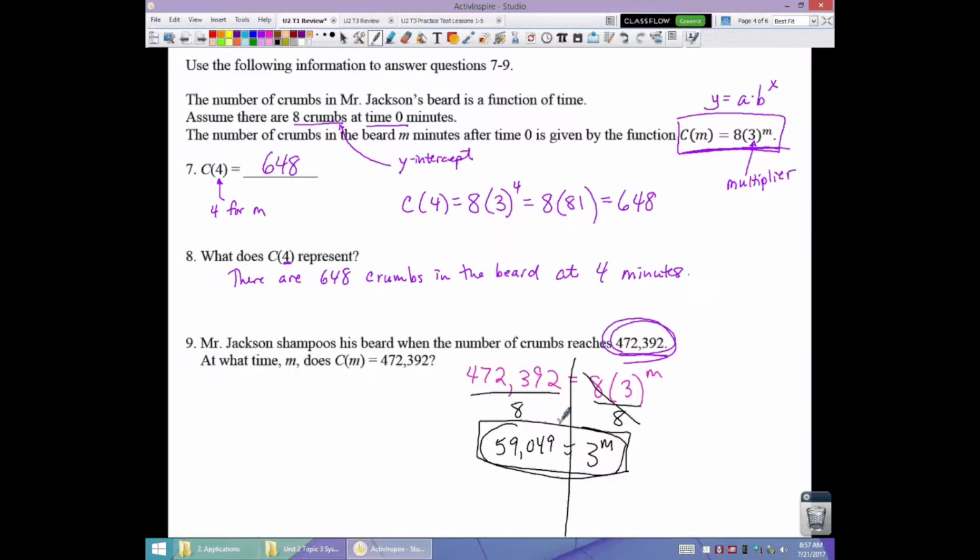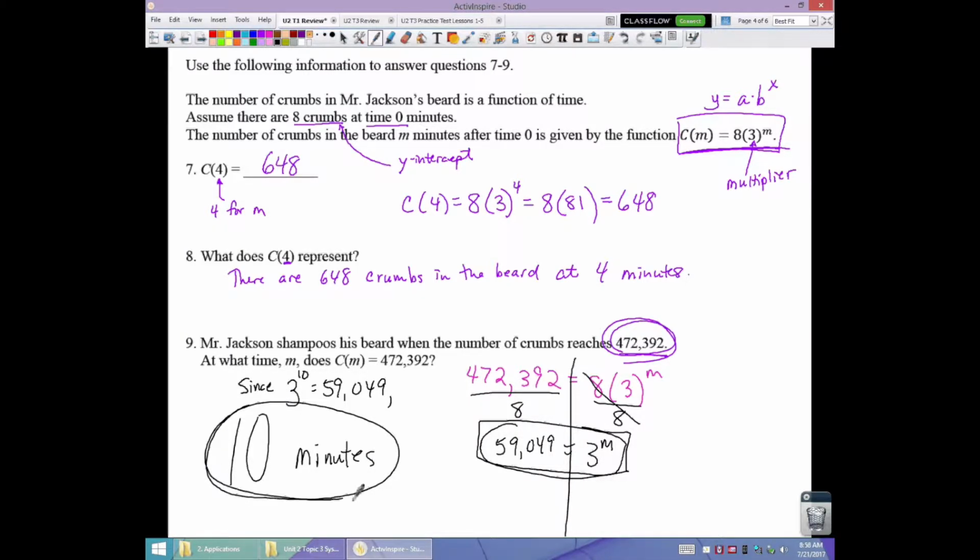So let's see if I can find that here. So it's 10, okay? Since 3 to the 10th equals 59,049, it's 10 minutes. Now notice this question doesn't ask for any explanation whatsoever. It just asks you to tell the time. So it is 10 minutes. If you did it with your calculator, did it by guess and check, set it up and tried to solve, any of those are fine as long as you ended up with 10 minutes.